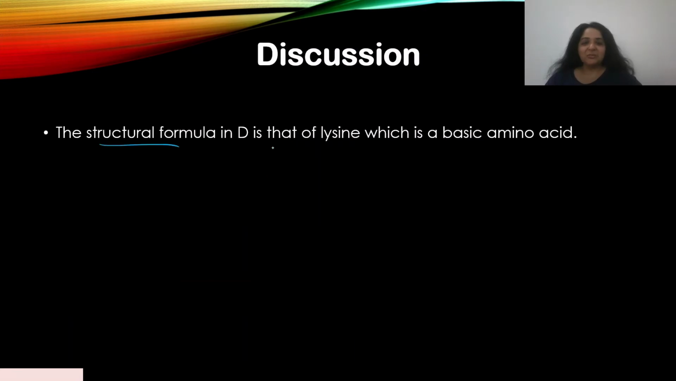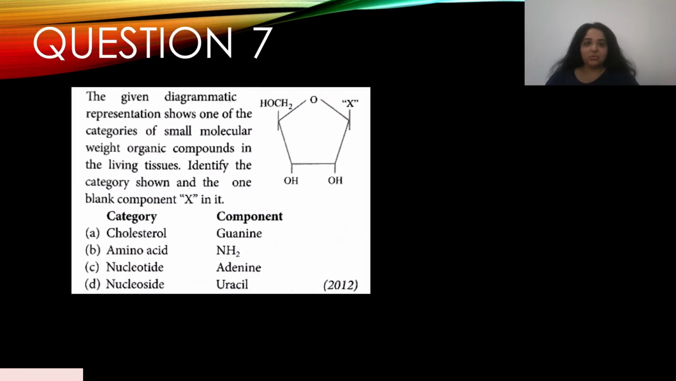Okay, so the structural formula in D is that of lysine, which is a basic amino acid. We already looked at lysine in the first question, right? And already discussed what basic amino acids are and how to identify them. Right, let's move on. Question number 7.